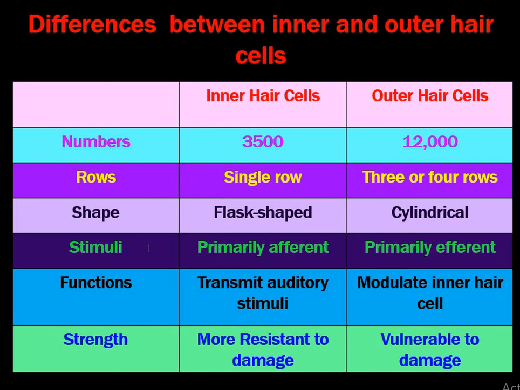Difference between inner and the outer hair cells. The inner hair cells are around 3,500 in number. The outer hair cells are around 12,000 in number. The inner hair cells are in a single row, whereas outer hair cells are in rows of 3 to 4. The inner hair cells are flask-shaped and outer hair cells are cylindrical. The inner hair cells are primarily afferent type, whereas the outer hair cells are primarily efferent type. The function of inner hair cells is to transmit auditory stimuli, whereas the outer hair cells function to modulate inner hair cells themselves. The inner hair cells are more strong and they are resistant to damage, and outer hair cells are more vulnerable to damage and they are weak.